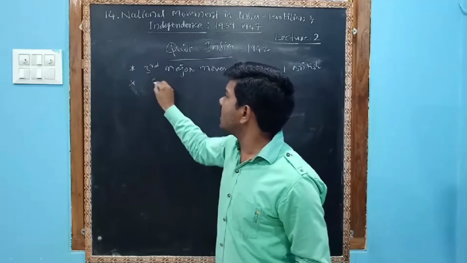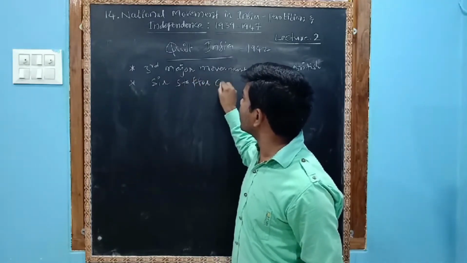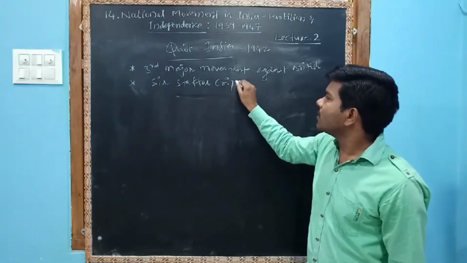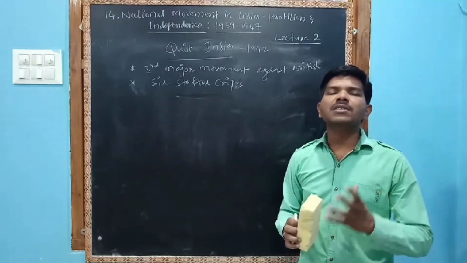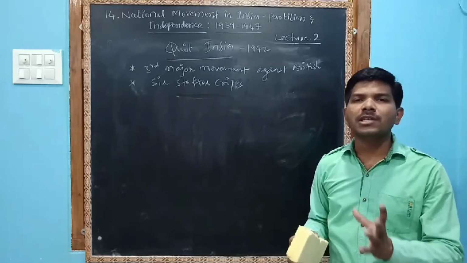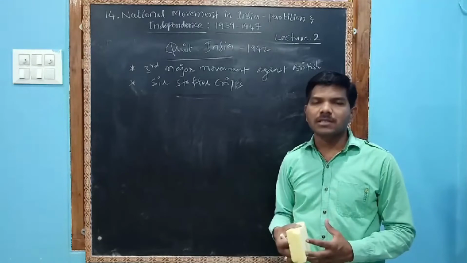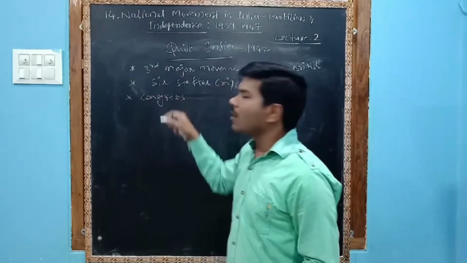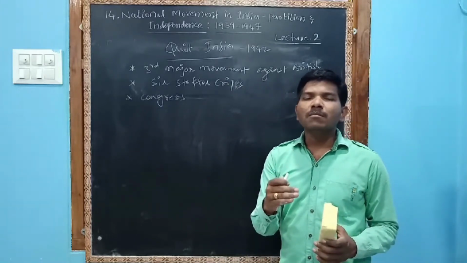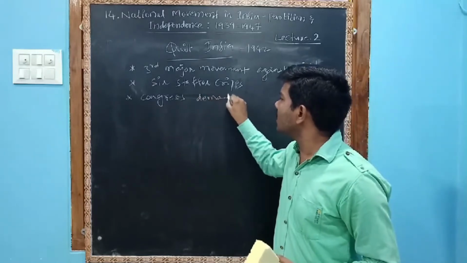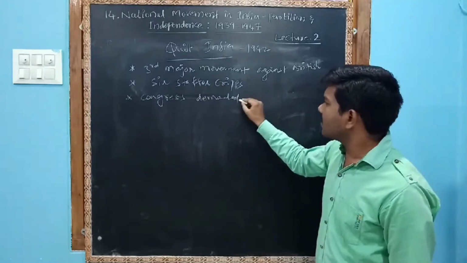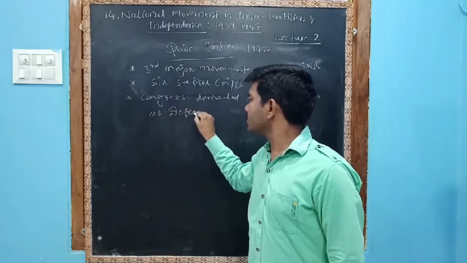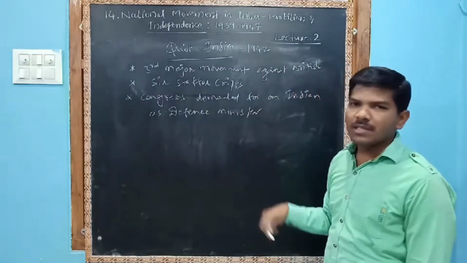Why was this movement launched? Sir Stafford Cripps, a minister of Britain, came to India to convince the Congress and Mahatma Gandhi to send Indian soldiers into World War II. Gandhiji did not accept. Congress demanded that an Indian be appointed as defense minister. These talks failed.